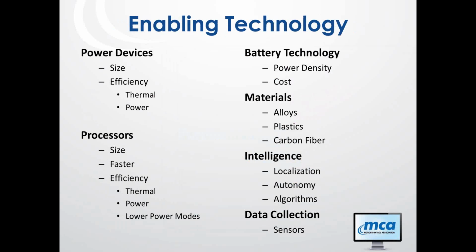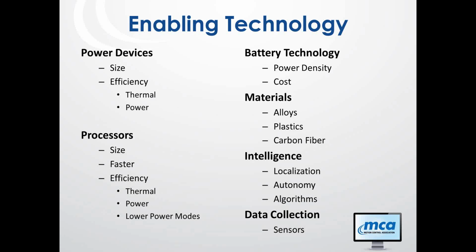What are the enabling technologies today? This is kind of a snapshot of where technology is in the mobile automation market. The power devices, the size has come down considerably. They're very efficient from a thermal and a power standpoint. The processors, again, the size has come down remarkably in the last 10 years. Very fast, very efficient. There are a lot of low power modes that they operate in. So when the bot is operating but not currently doing anything, the controller or the processors can go into these low operating modes where they're using very little energy, and then they'll wake up on a command from the operator. We have battery technology.